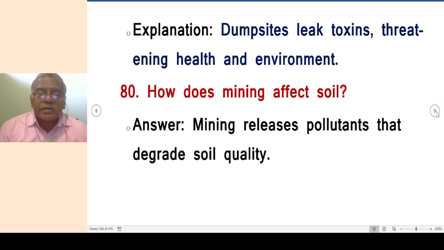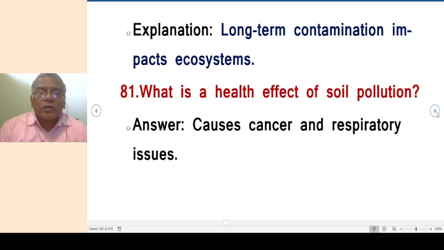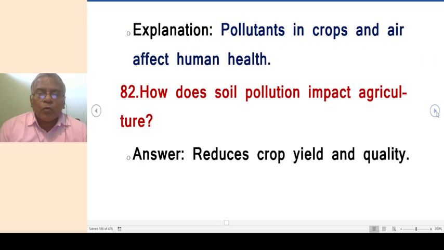How does mining affect the soil? Mining releases pollutants that degrade soil quality. Long-term contamination and impacts on the ecosystems. What is the health effect of soil pollution? It causes cancer and respiratory issues. Pollutants in crops and air affect human health.